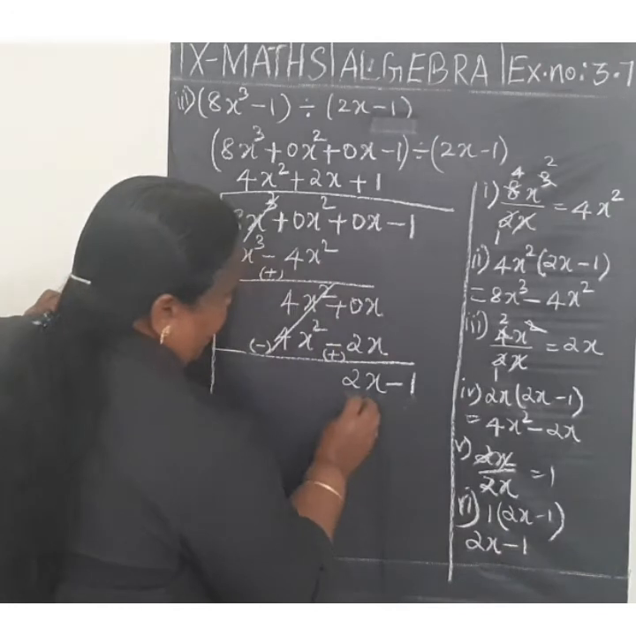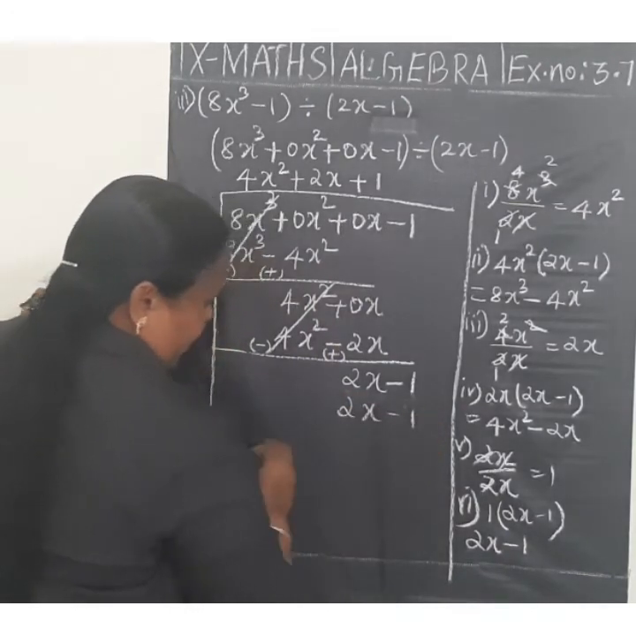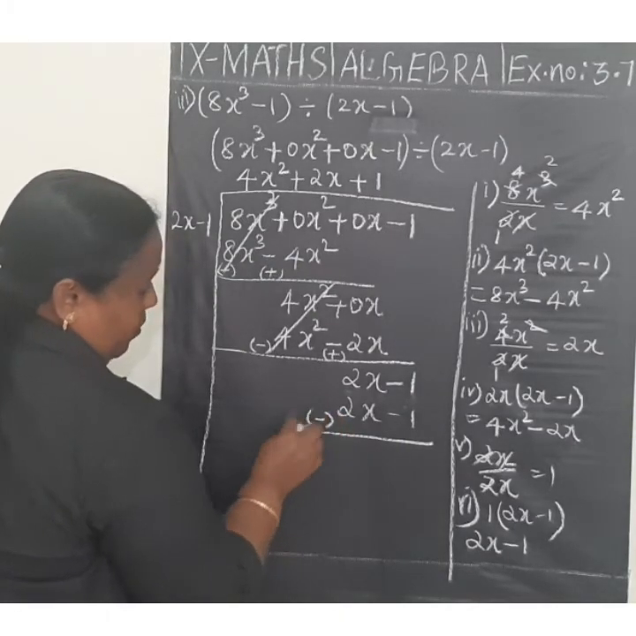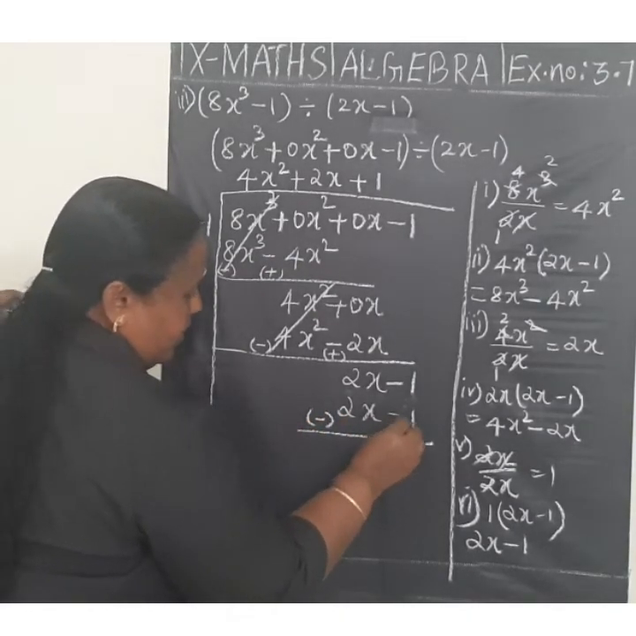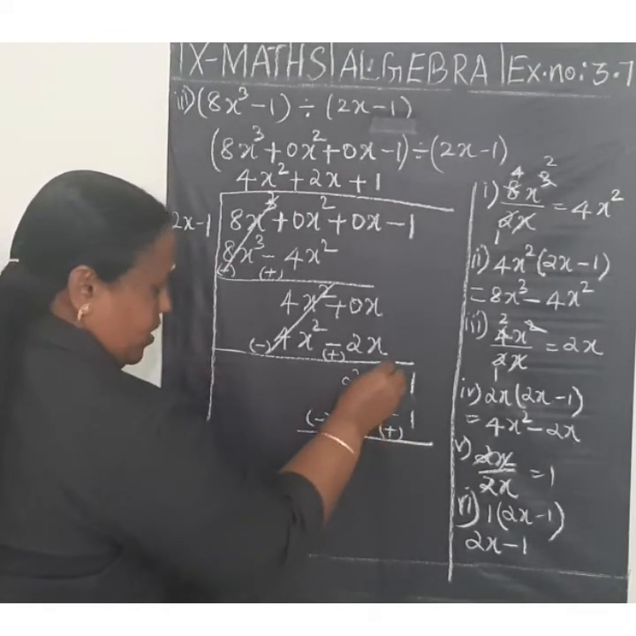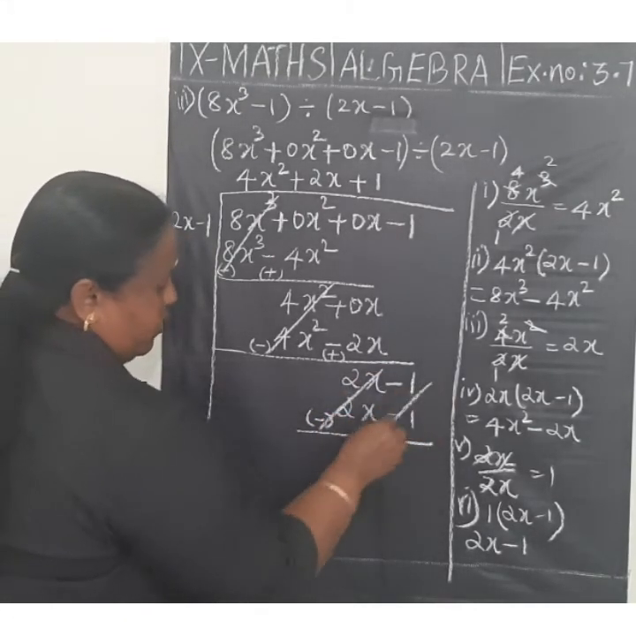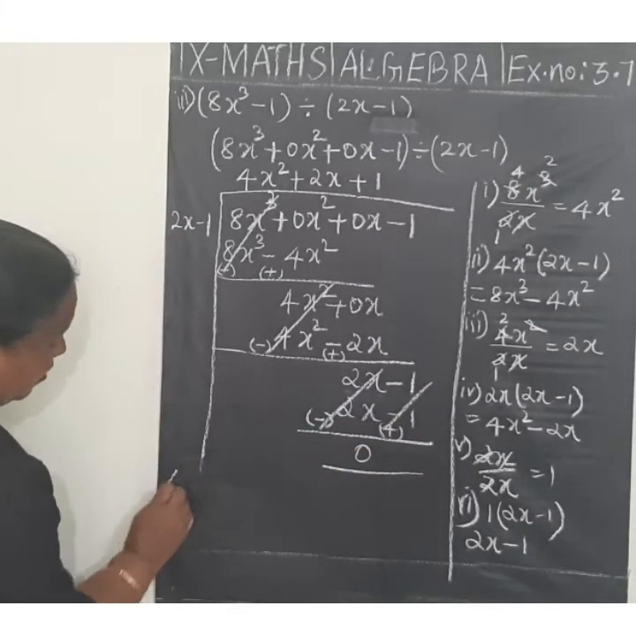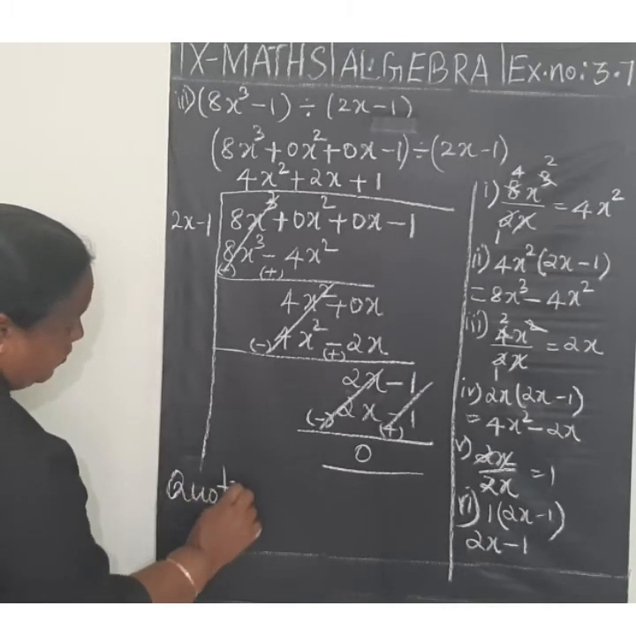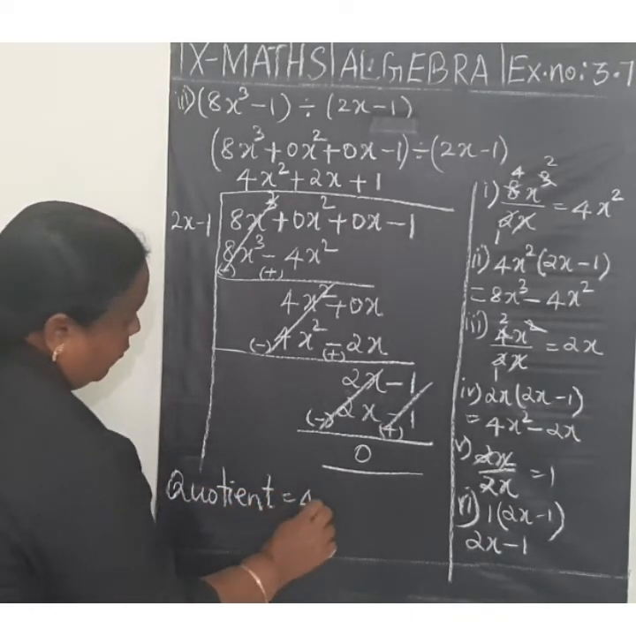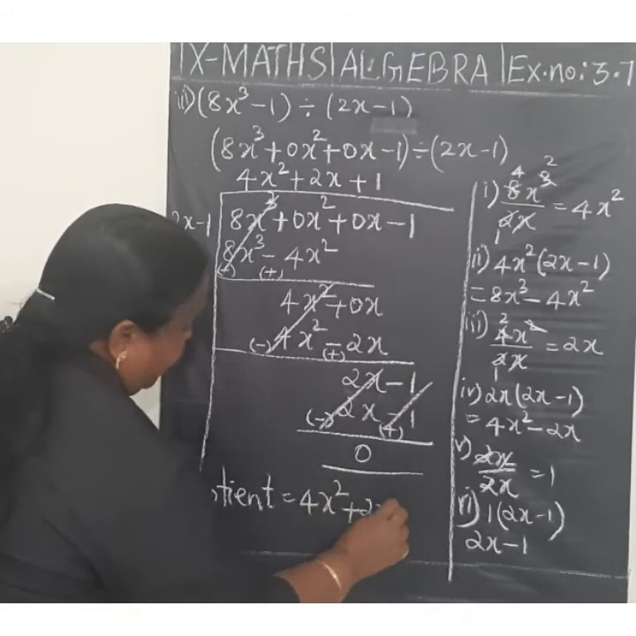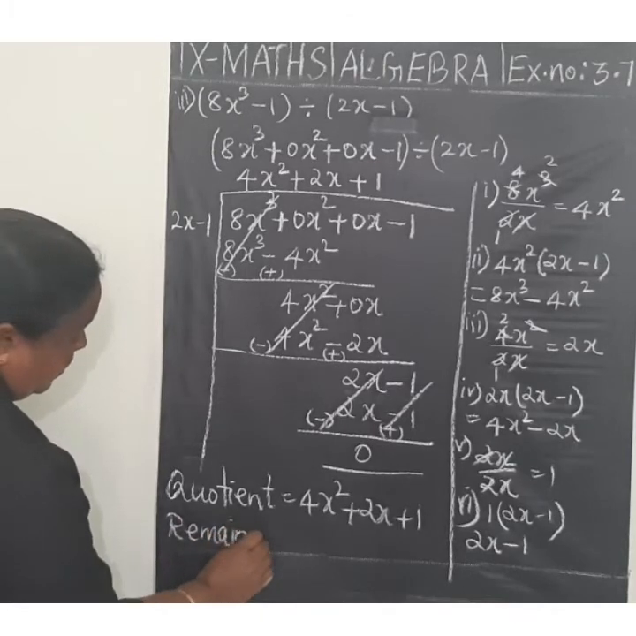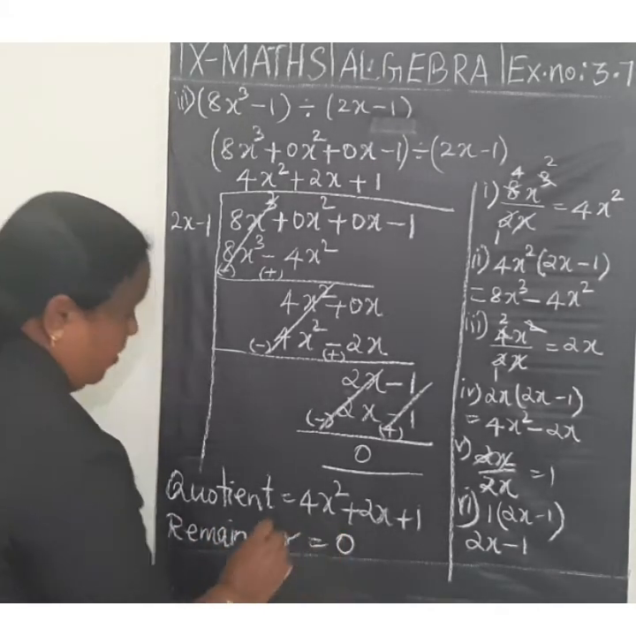So what we got here is 2x minus 1. To subtract this, we have to change the signs. Here plus becomes minus, and here minus becomes plus. Plus 2x minus 2x will get cancelled. Here minus 1 plus 1 also will get cancelled. So the remainder is 0. Therefore, quotient is equal to 4x square plus 2x plus 1, and remainder is equal to 0.